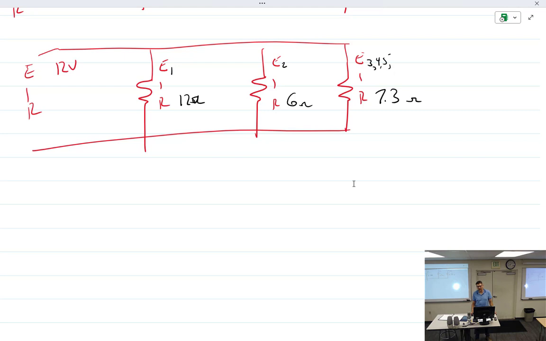And you guys know what to do with that, right? So let's solve it, just like you would any other parallel circuit. So 12^-1 + 6^-1 + 7.3^-1 = x^-1. Who has the answer? 2.58 ohms. Well, what's the current flow on that? Current flow is E = IR, so I is E, which is 12, divided by 2.58. What? 4.64 amps. Awesome.